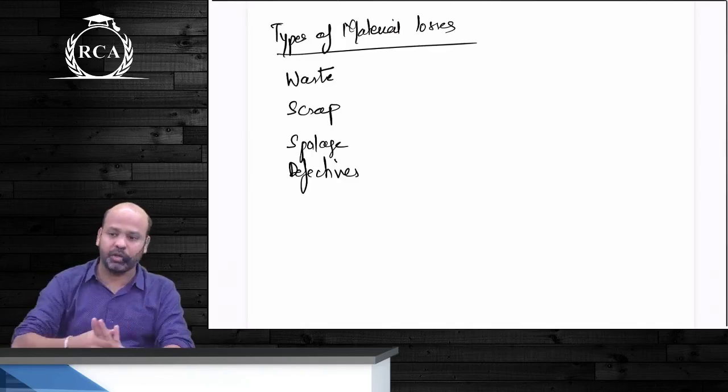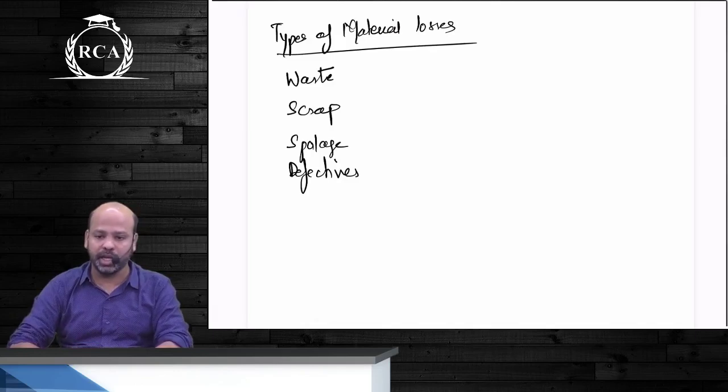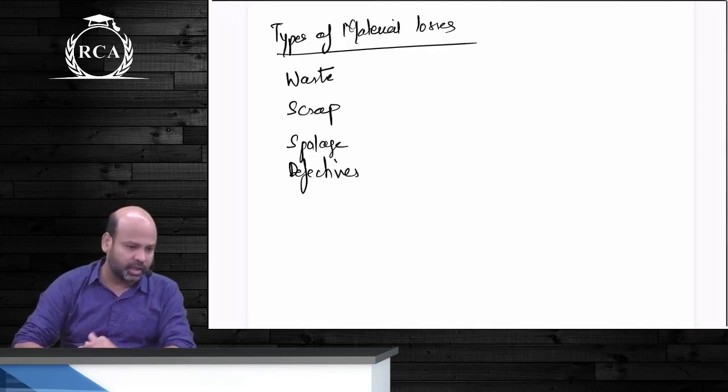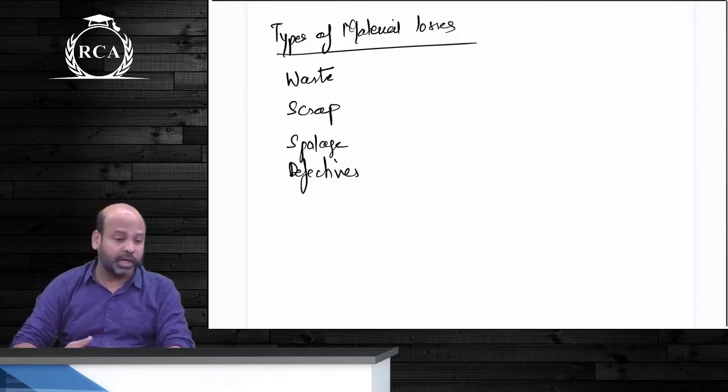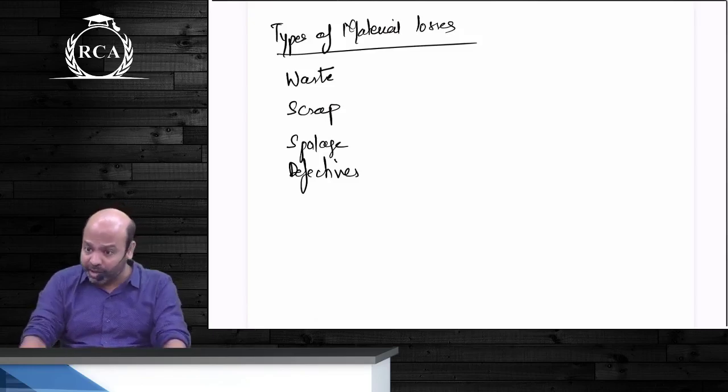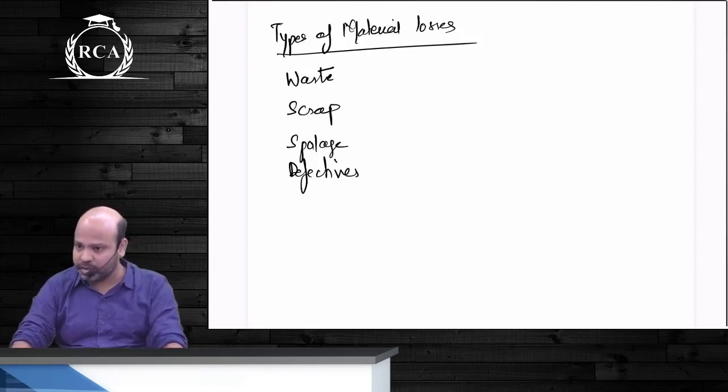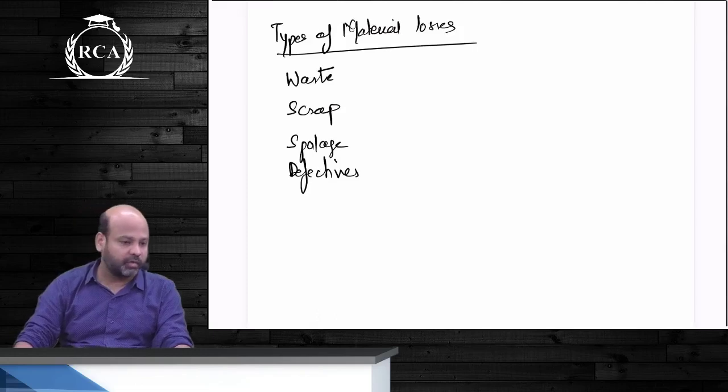He gave an example of you inputting a raw material of 1 kg, but in the end product, the weight of the material is, let's say, only 950 grams. The remaining 50 grams of material, we do not have it. If you have that 50 grams of material with you, then it will become scrap. If you do not have that 50 grams of material with you, then it is wastage.